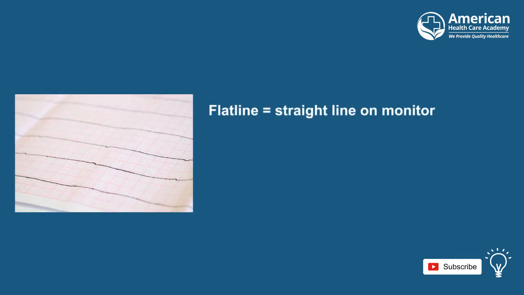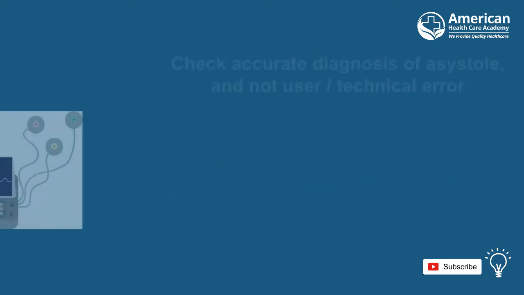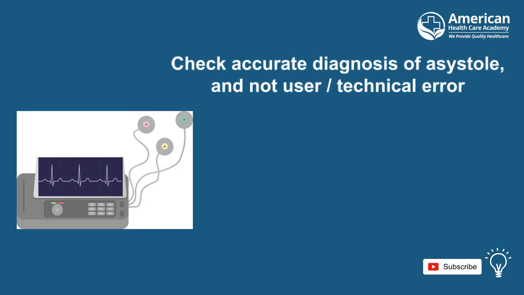Flatline is when there is a straight line on the monitor, but asystole is when there is an actual absence of electrical activity. When confronting asystole, the first step is to ensure that you're dealing with an actual asystole rather than a user or technical error by making sure of a few things.